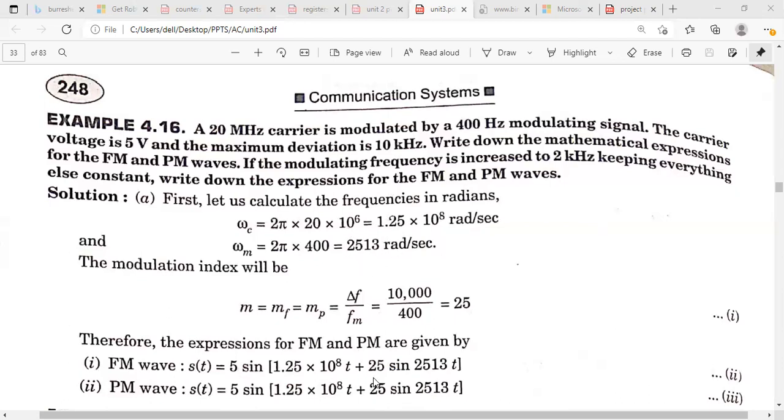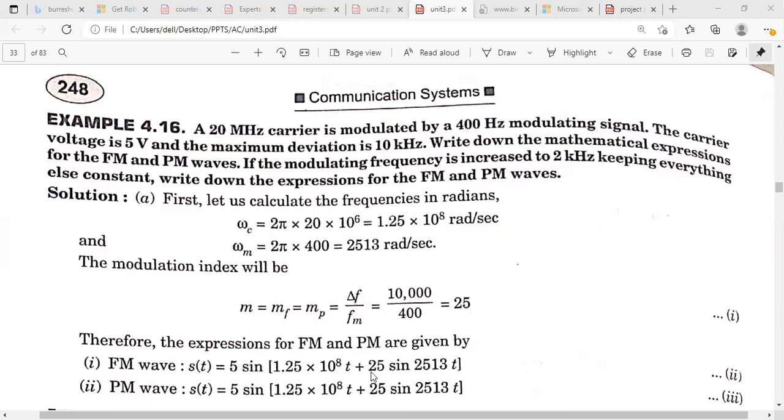What you have to calculate here is the modulation index. What is the modulation index? Delta F by FM. The frequency deviation is given as 10 kilohertz, and FM is 400 hertz. You substitute that and you will get the modulation index. So for the FM wave, that will be 25, you just have to substitute.